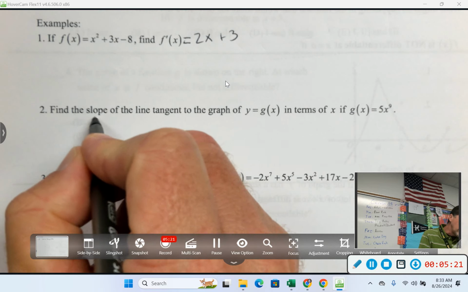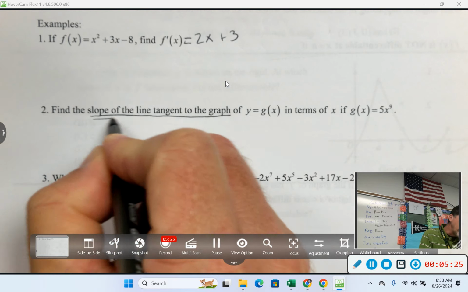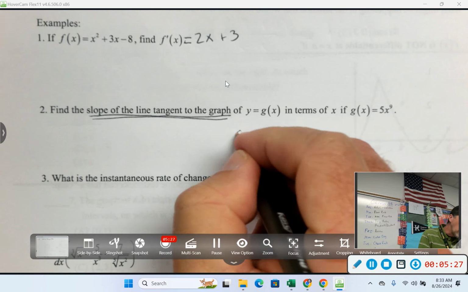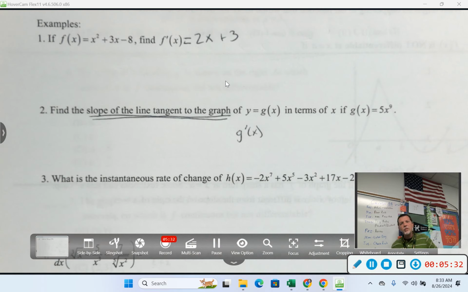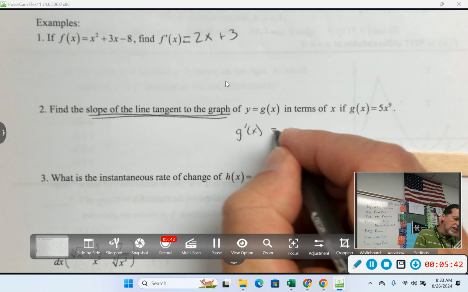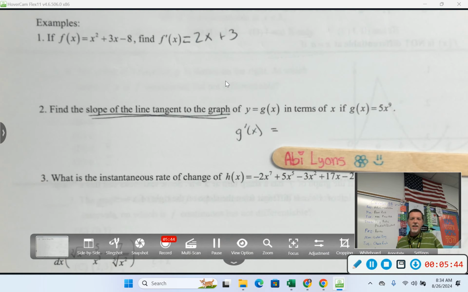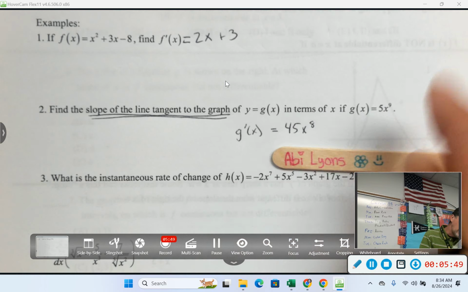Number 2, find the slope of the line tangent to the graph. Well, that's a lot of words to say g prime. And you'll notice on this sheet we try to use all the different phrases, but they all mean find the derivative. So the derivative of 5x to the 9th, Abby, what would that be? 45x to the 8th.